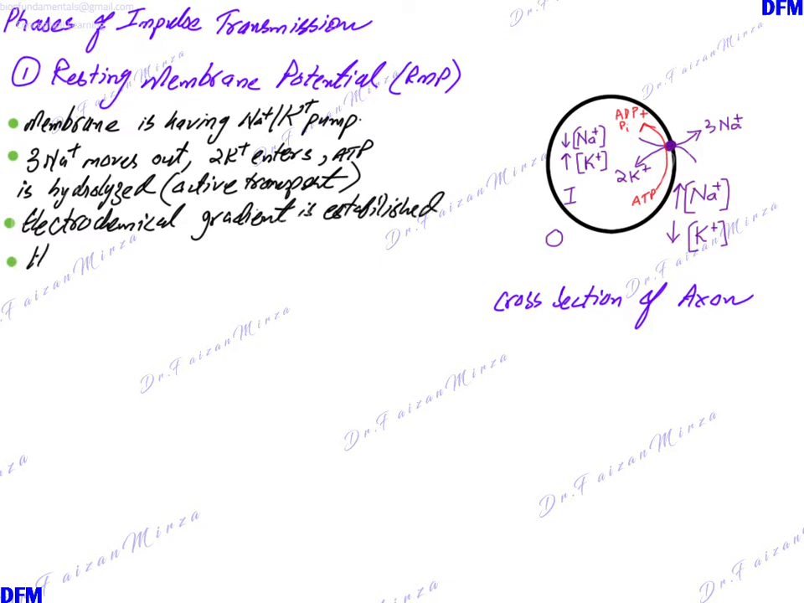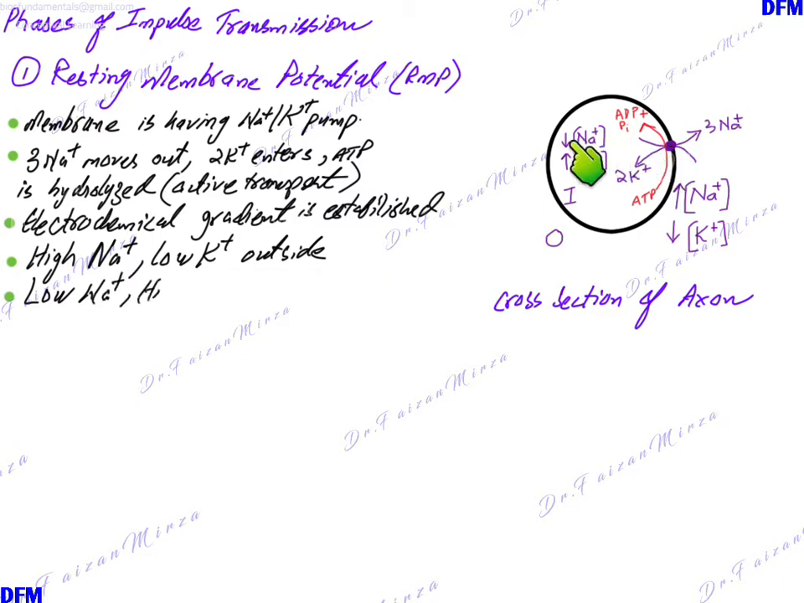This electrochemical gradient basically allows a membrane potential to be set up. We know which ion is low inside and which one is high inside, which one is low outside and which one is high outside. You can remember this, as one of my students discussed with me, with the term Nokia: Nokia stands for sodium outside and potassium inside, active transport.